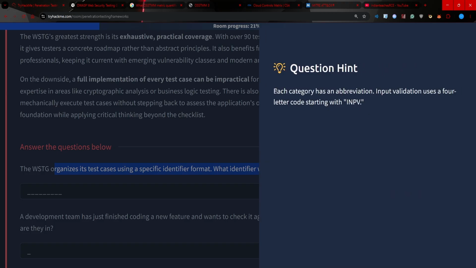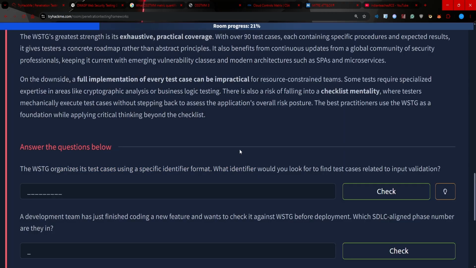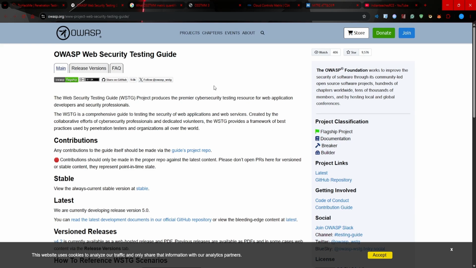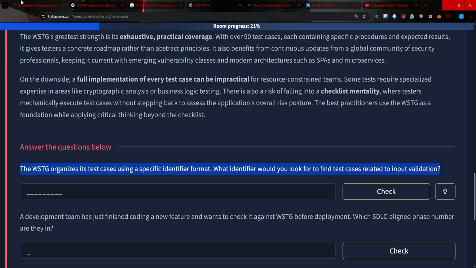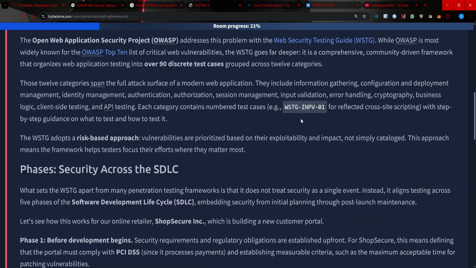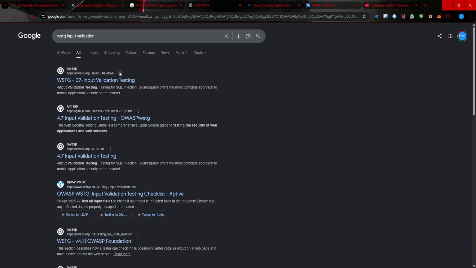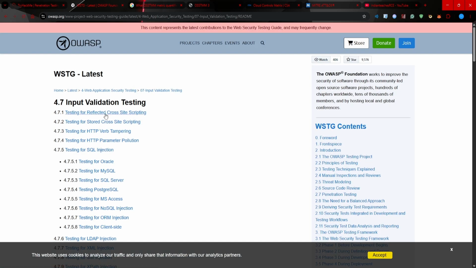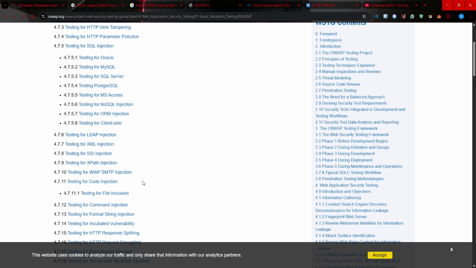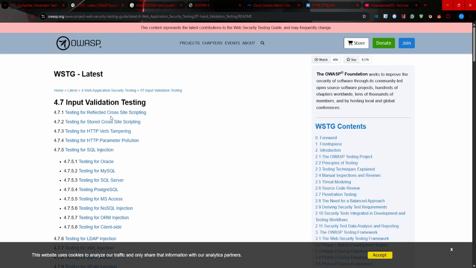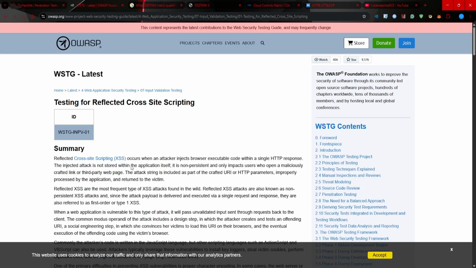Yeah, this is about searching this. So we can just search the WSTG input validation testing. There are so many. Look, there are these names.